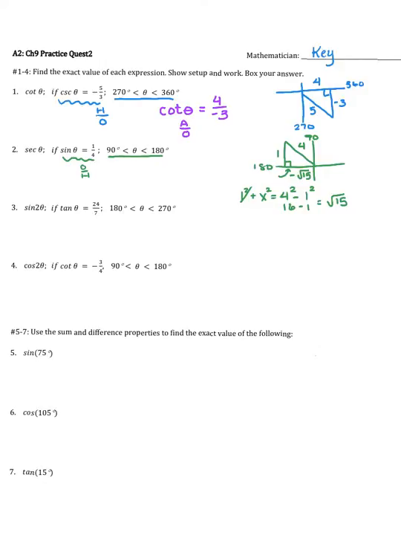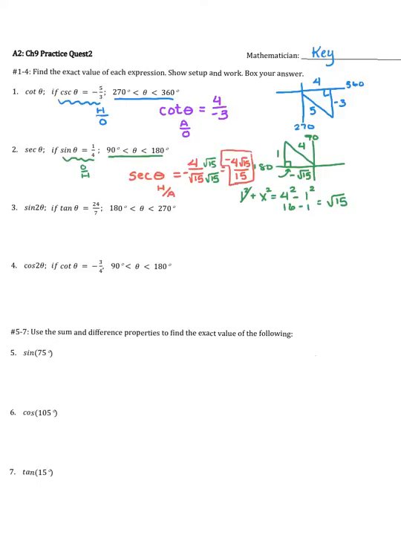So now we are left figuring out what is the secant of theta, which represents the hypotenuse over the adjacent. So that will be, the hypotenuse is 4 over a negative rad 15, and we have to rationalize that. So we multiply top and bottom by rad 15, and that gives us an answer of negative 4 rad 15 over 15. That would be your final answer.